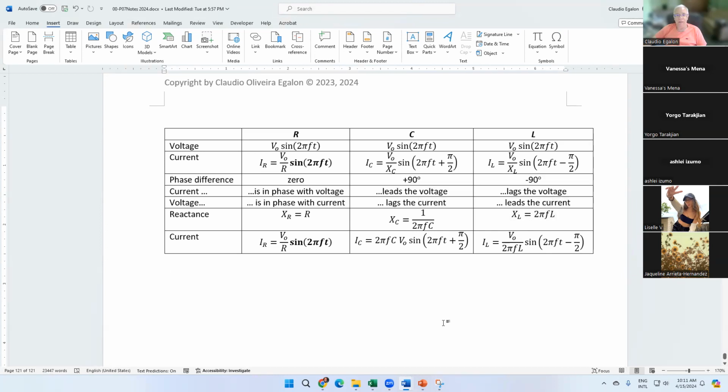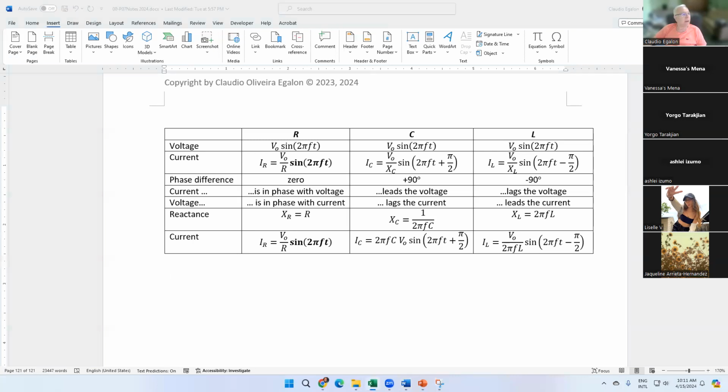Very important. The reactance of this circuit is going to be the resistance of the circuit. The capacitive reactance is going to be this value here. The inductive reactance is going to be this value here. This guy here is just repeated. I'll leave it there anyway. It's slightly different because I substituted the terms for the reactance. So that's what we have.